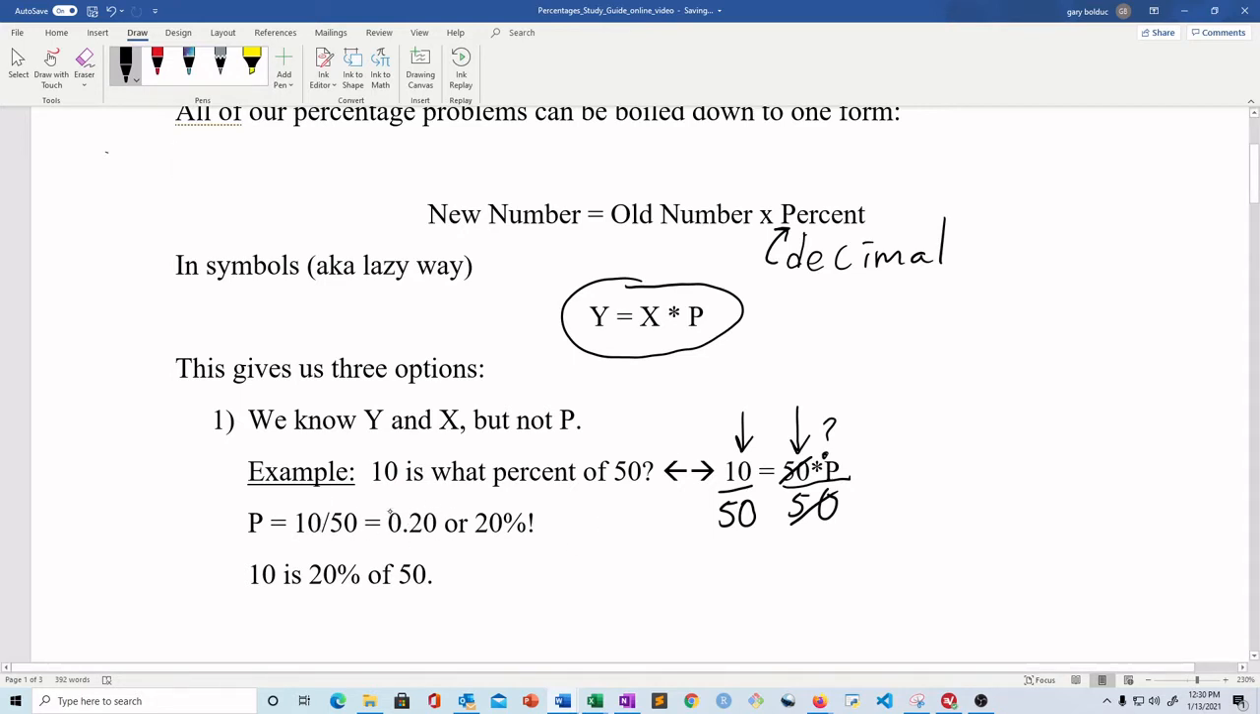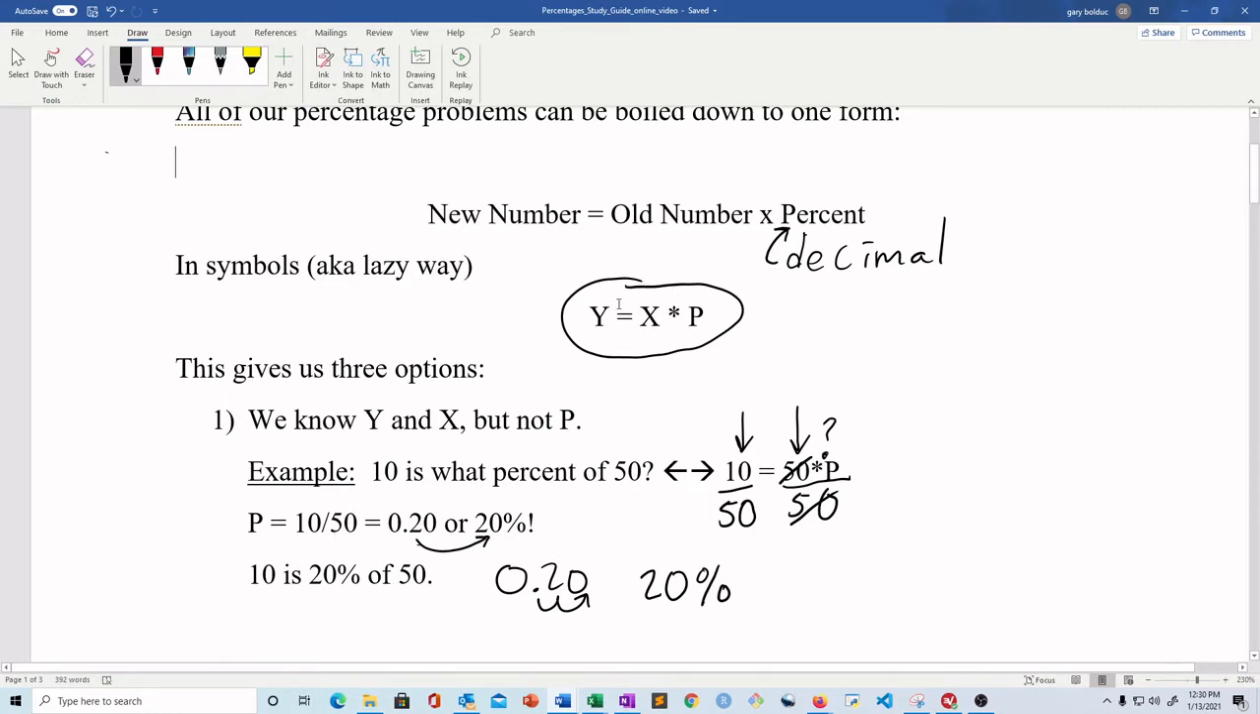And remember, how do I make this a percentage? Right? How do I go from here to here? I've got to move the decimal place 2 to the right. So I took 0.20 and then I went, okay, 1, 2. That gives me 20%. All right? So then it has a sentence now. 10 is 20% of 50. And we got it. So that's form 1.